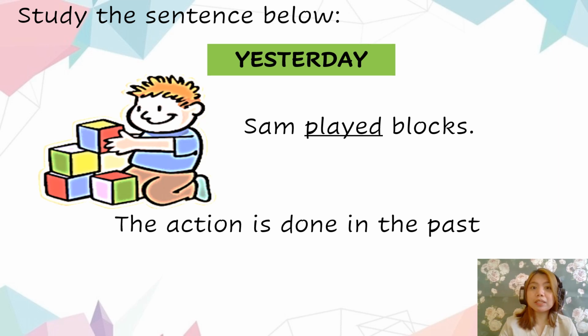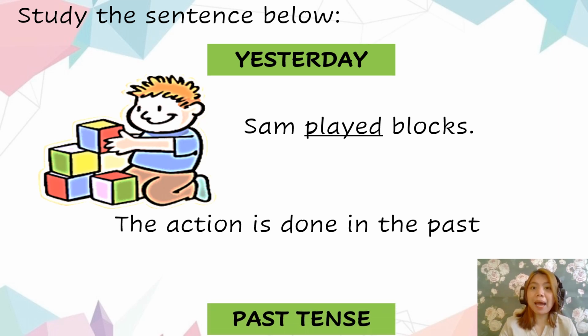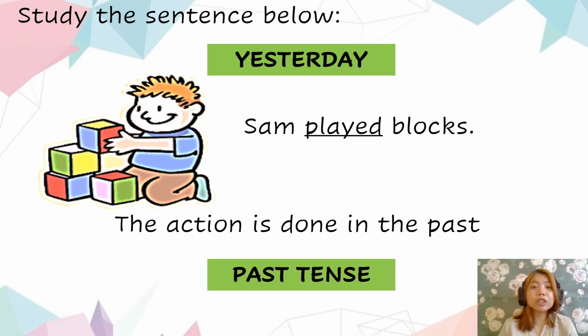Now to show that the sentence is in the past tense, we will look at the verb. In this sentence, Sam played blocks, our verb is played. So in the past tense, we will add ed to the verb to make it a past tense. That's why the word play becomes played.